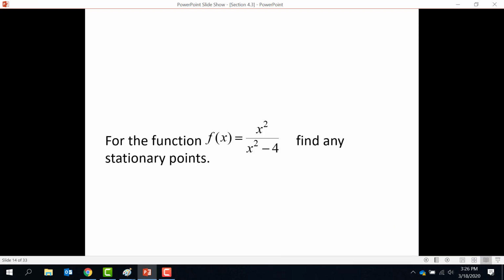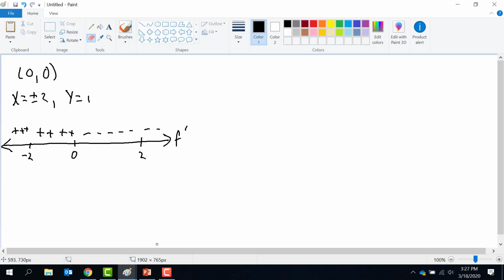Again, the stationary points are where the derivative is 0, and there's only one stationary point, at 0. If we look at the sign chart for the first derivative, to the left of 0 it's increasing, to the right of 0 it's decreasing, so at 0 we have a relative maximum, and it is a stationary point. We have negative 2 and 2 on our sign chart, but those are where the derivative is undefined. Those are not stationary points.